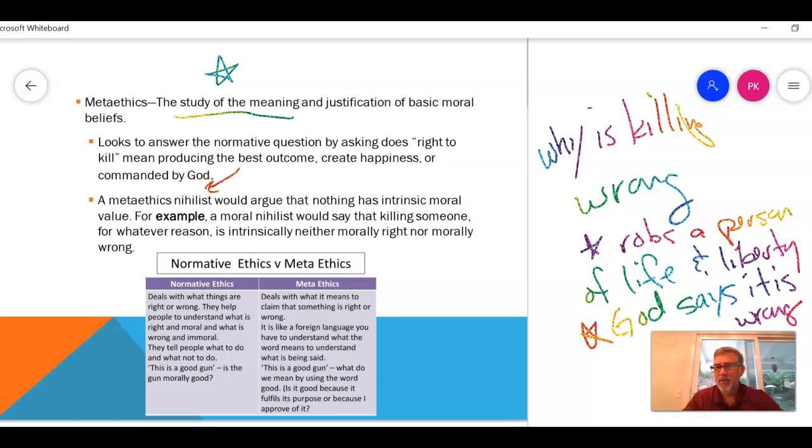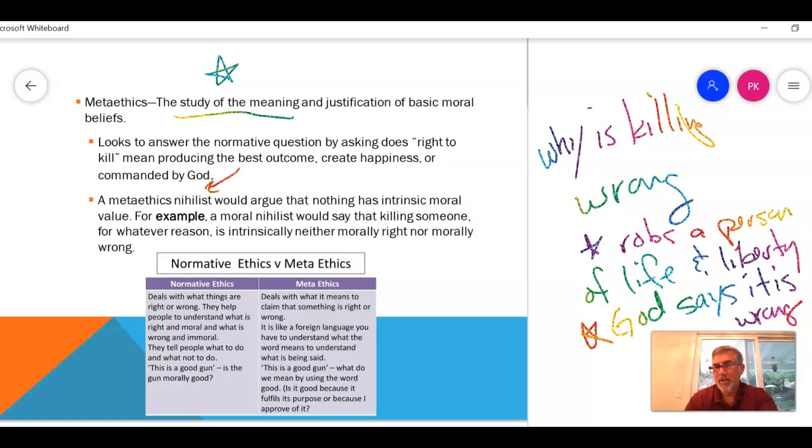Is it wrong to steal something from a store? Well, deontological says it is wrong because you didn't buy it, right? Teleological says it's wrong, or it might be right if stealing will make it available for you to live. If you have no money, no shelter, no food, and you're starving, is it okay to steal?